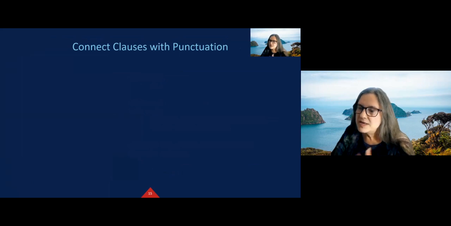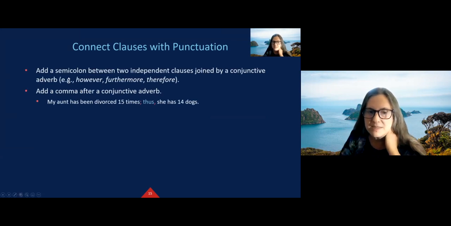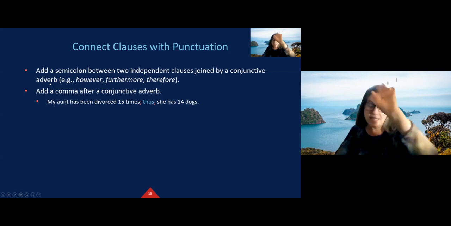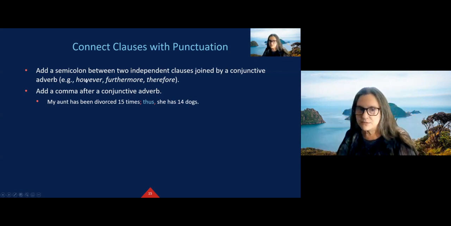So you connect clauses with punctuation in different ways. So you can add a semicolon or a comma to connect two independent clauses. The semicolon is between two independent clauses joined by a conjunctive adverb. And again, if your mind is going, what? Here are three examples of conjunctive adverbs, just to give you.